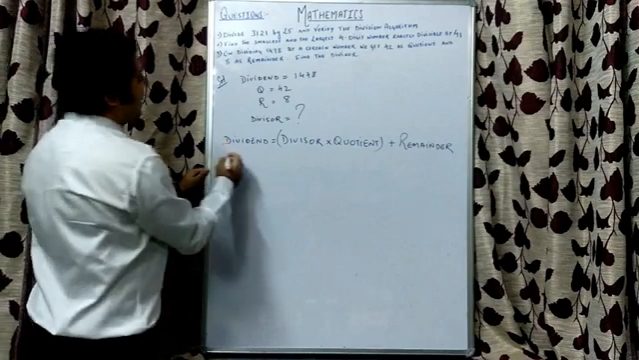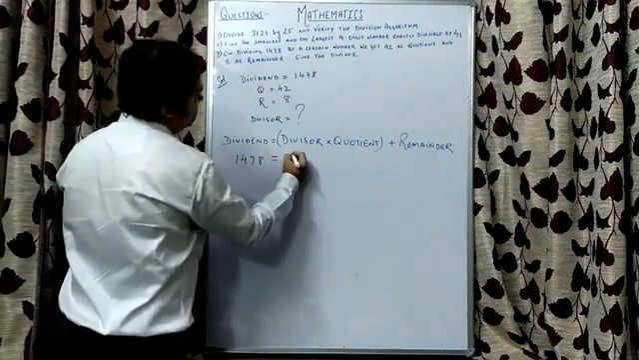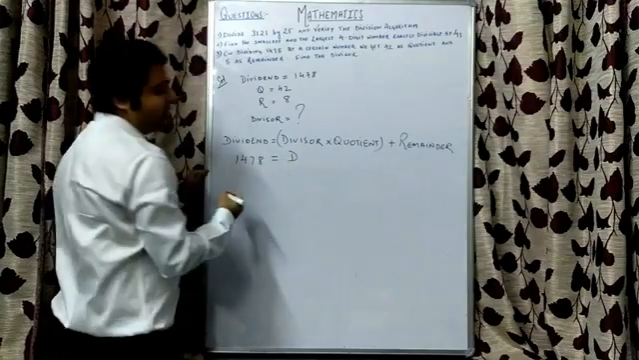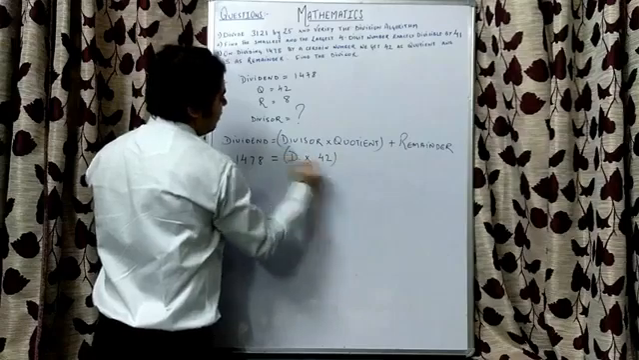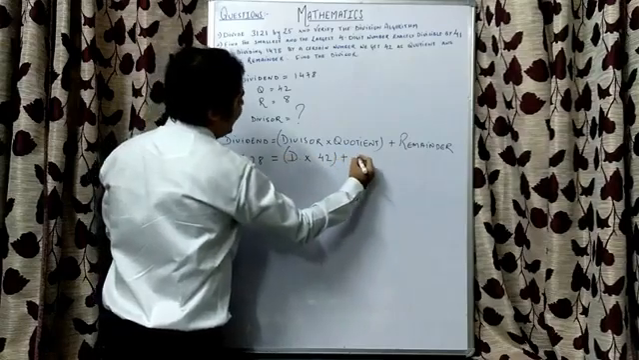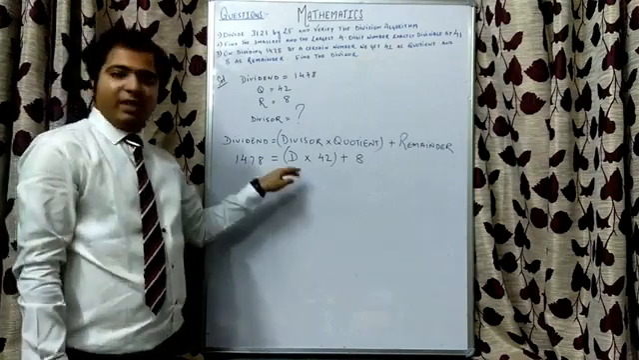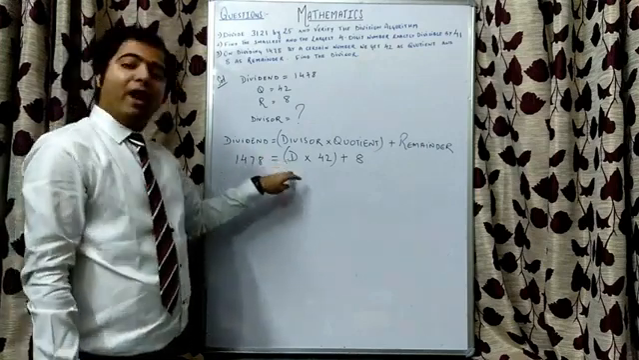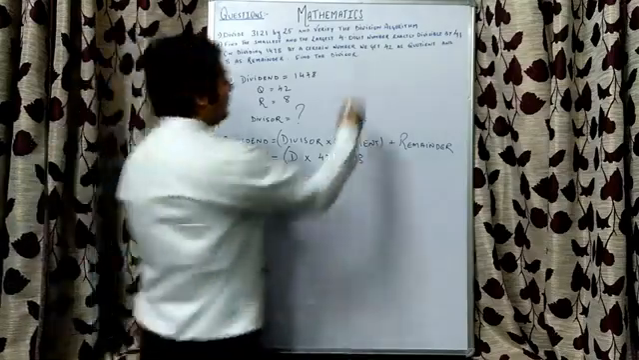Right? The dividend value, 1478, is equal to divisor, which we don't know. Let the divisor be D, into quotient 42, plus remainder 8. Here we have taken D as our variable. So whenever we need to find the value of any variable, children, we need to follow the concept of TAB.